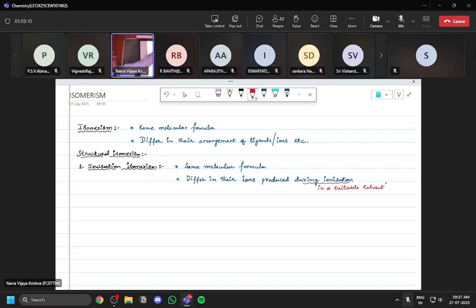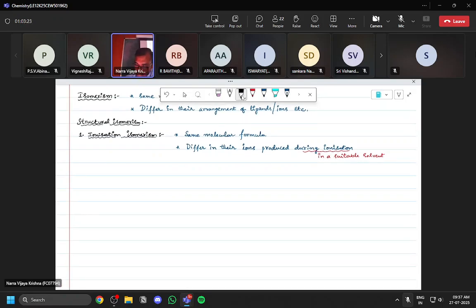By dissolving the complex in a suitable solvent, we will see the type of ions generated. If they differ in their ions but have the same formula, then they are called ionization isomers. For example, say chromium, NH3 5 times, then SO4 2 minus, monodentate. So I will take 5 NH3, SO4, bromine.